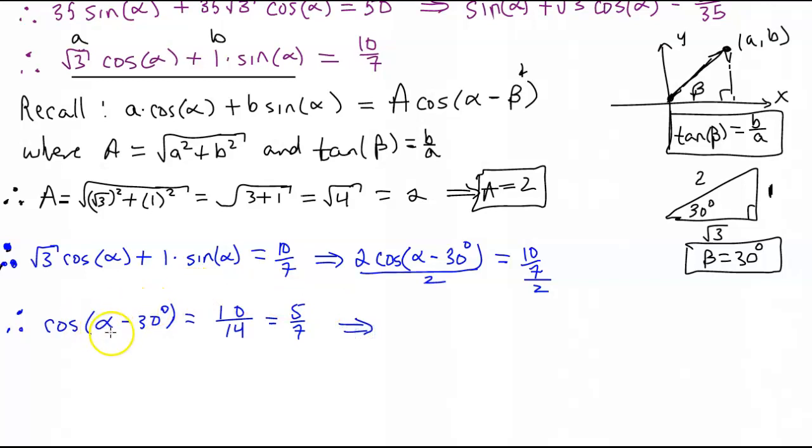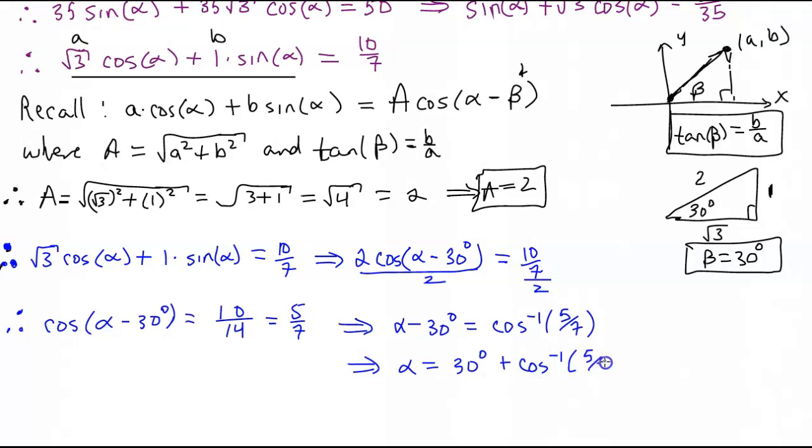And of course, from there, since this number 5 over 7 is positive, I know that when I do the cosine inverse to find the angle alpha minus 30, that particular angle is going to be in quadrant 1. Okay. So I know that alpha minus 30 degrees is going to be cosine inverse of 5 over 7. And so, of course, what that tells me is that alpha is going to be 30 degrees plus cosine inverse of 5 over 7.